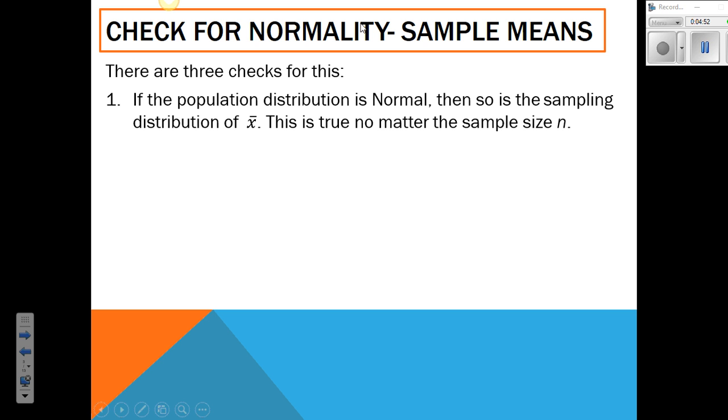That should make a lot of intuitive sense. If the population's normal, samples you take from the population should also be normal. You guys understand? That makes a lot of inherent sense. And that means this is true no matter the sample size. Sample size we do not care about here because our data come from a normally distributed parent distribution. So our sampling distribution of x bar will be approximately normal regardless of sample size. Those data are normal from the parent, so the sampling data should also be normal.